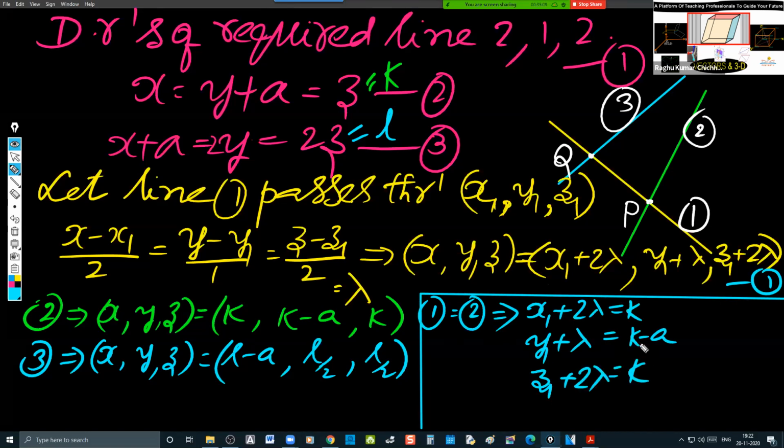Now you have to solve them to get the values of x1, y1, z1. We need the point of intersection for this one. To get the point of intersection, you can check the options also, like this. Let me show you that. One moment.